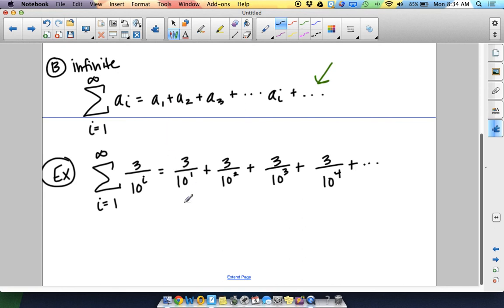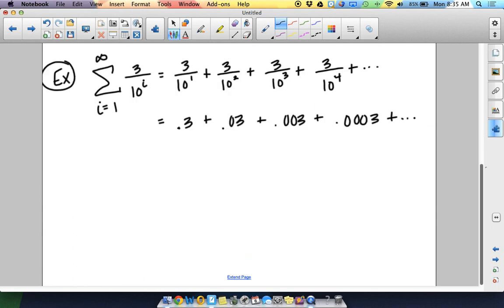What is 3/10 as a decimal? 0.3. This is really 3 over 100, which is 0.03. This is 3 over 1,000, which is 0.003. And this is 0.0003. And if you add that together forever, what number are you reaching? 1/3. Okay, so this is approximately 0.3333, which is 1/3.